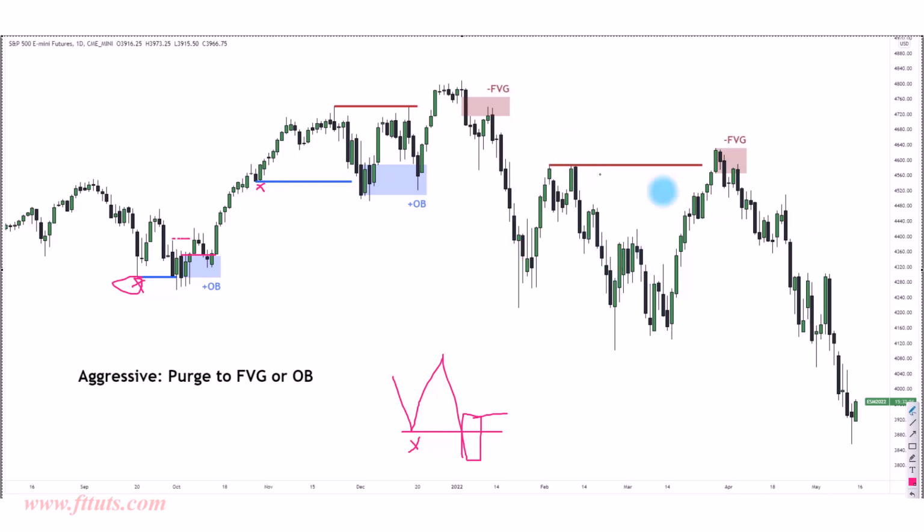Bearish example is we have a purge here, and then we went straight into a fair value gap here with an order block. Okay, I labeled that one wrong. Here we have a purge above the highs. If we see a gap print, we can take the fair value gap as an entry, and a conservative person would wait for that to break. But an aggressive person, if they see a purge and then a fair value gap, they take that fair value gap right away.